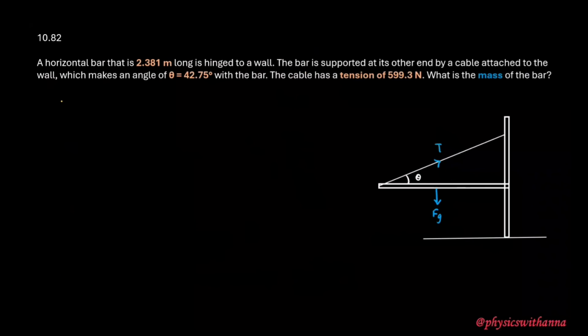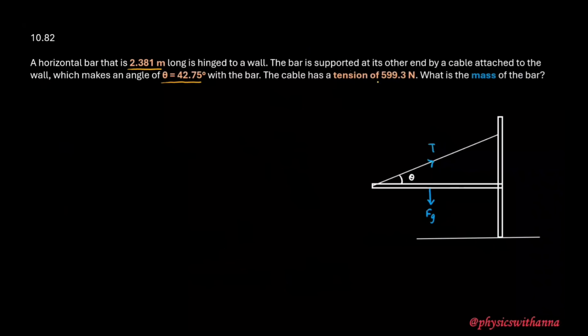Question 10.82. A horizontal bar that is 2.381 meter long is hinged to a wall. The bar is supported at its other end by a cable attached to the wall, which makes an angle of theta equals 42.75 degree with the bar. The cable has a tension of 599.3 Newton. What is the mass of the bar?